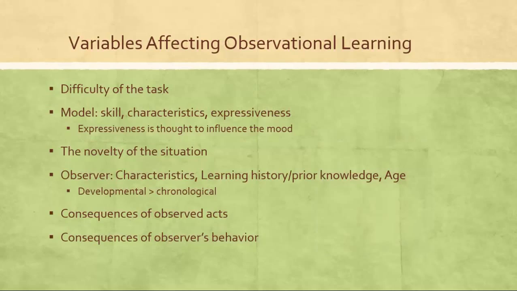Characteristics of the observer, not the model, also matter. And species matters. Humans learn the most from observing, while apes learn the second most. Learning history is also important. Some observers have more tools to work with when learning through observation. Imagine an ape with language training. It can observe the same amount but understand more and implement more of what it learns. Age also matters. Younger learners are more likely to imitate. Note that developmental age is more important than chronological age.